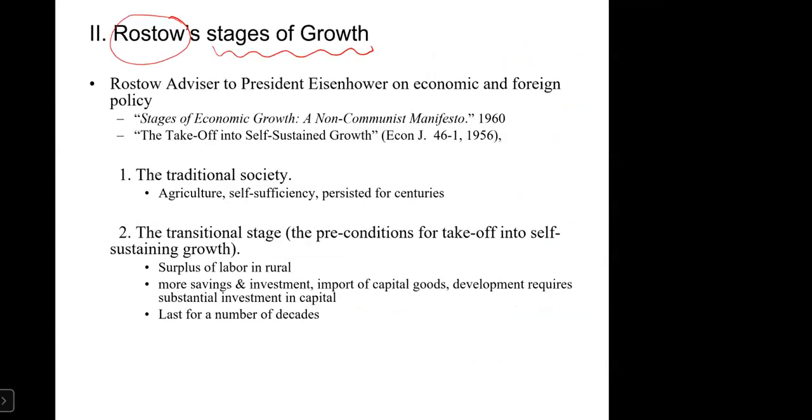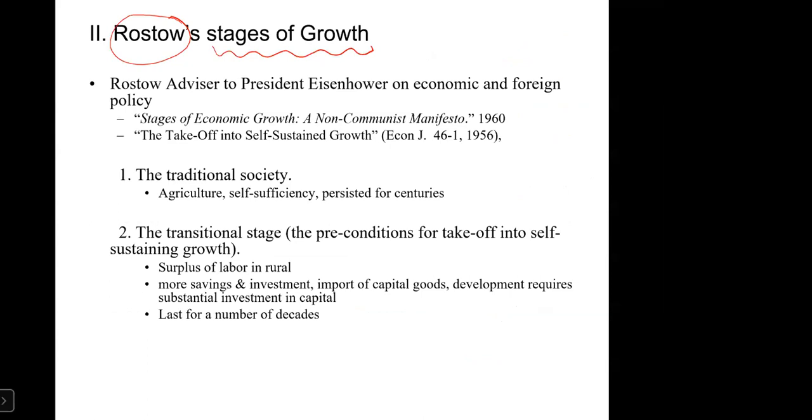Now we go to Rostow's stages of growth, right? I sent you two files in the shared folder, so you can have a more background reading of Rostow's idea.